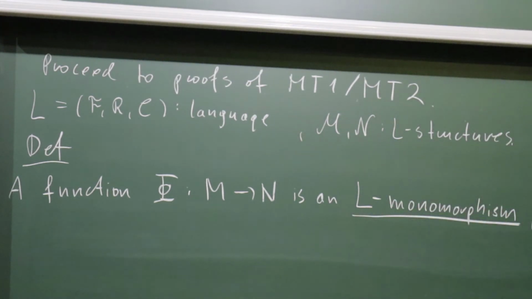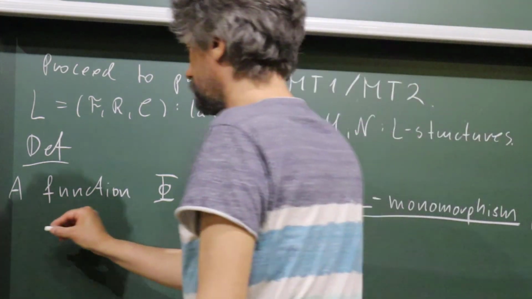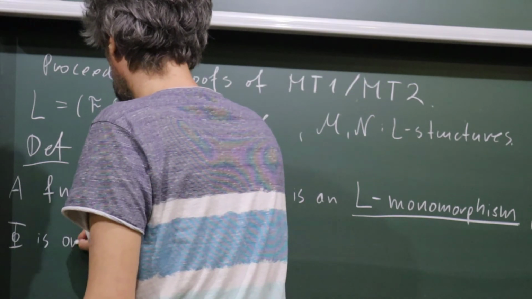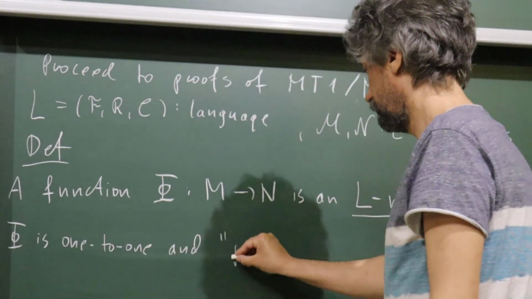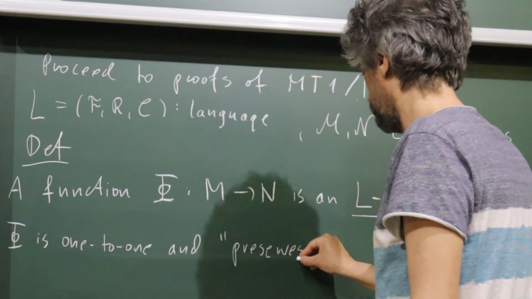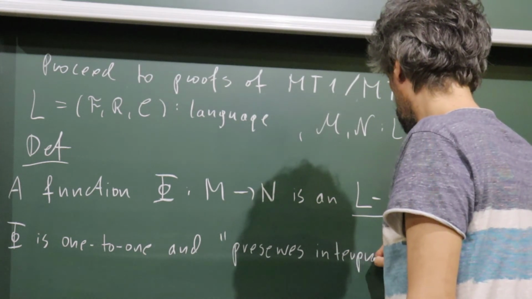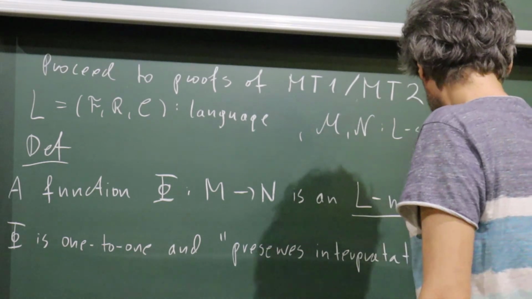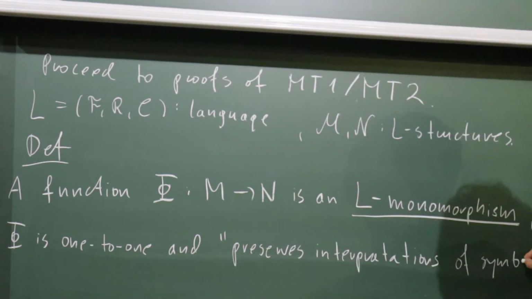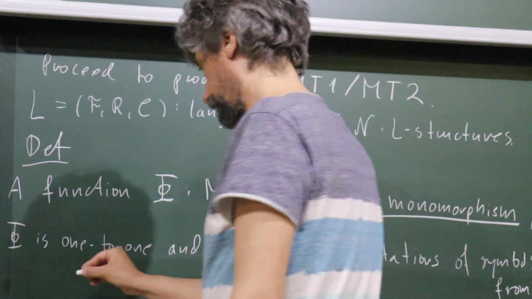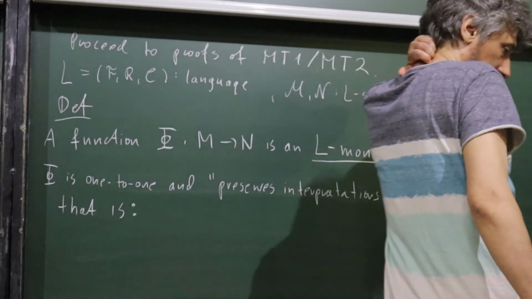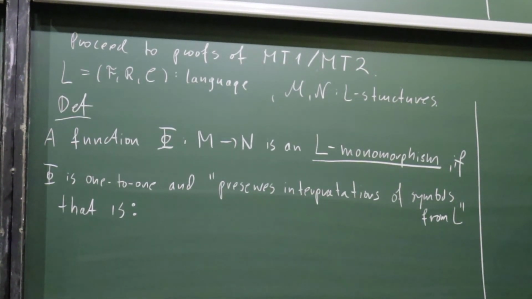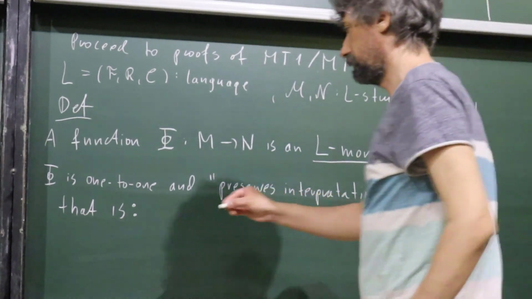Okay, if of course phi is one-to-one, and in short, but I will define precisely, preserves interpretations of symbols from L, which means, so for any function symbol, relation symbol, and constant symbol, something obvious must hold.